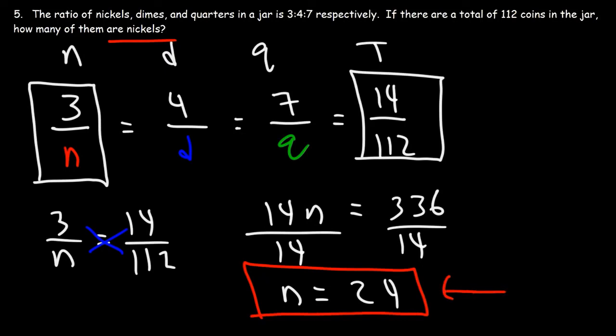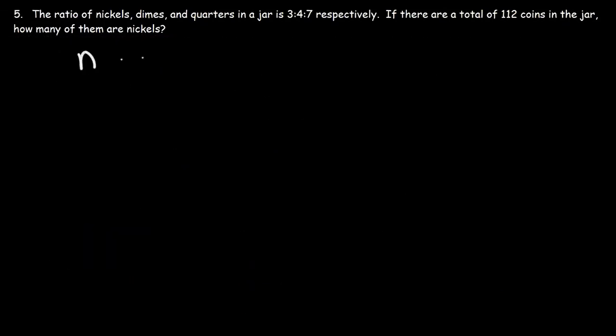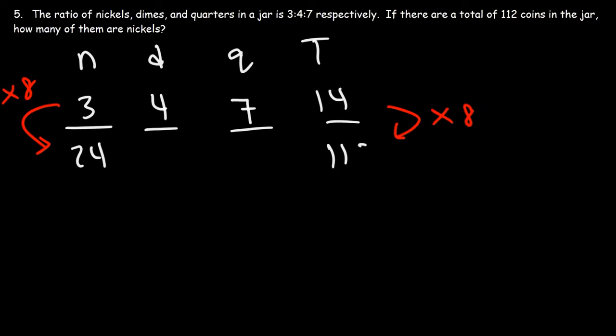By the way, if you want to find the rest, here's what you can do at this point. Let's write our ratios of nickels, dimes, quarters, and the total. So it's 3 to 4 to 7 to 14. Now for nickels, we have 24 in the bottom. To go from 3 to 24, we need to multiply by 8. And if we multiply 14 by 8, that will give us 112, the total number of coins.